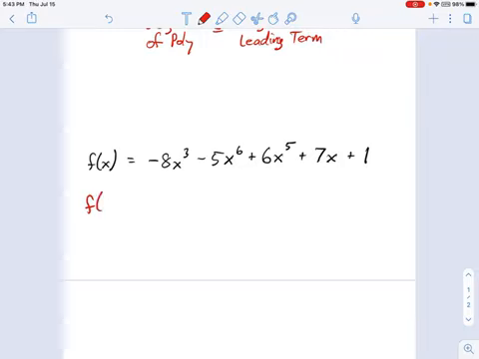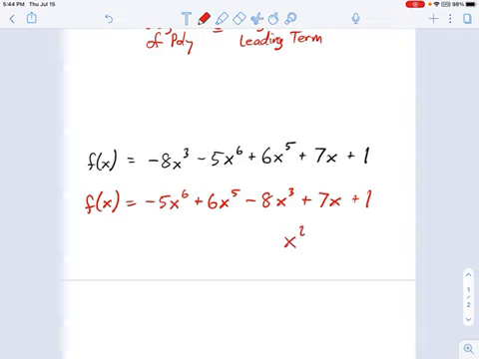Let's write it in standard form, and then we'll start talking about it a bit more. So the biggest exponent is 6. So we put that term up front, negative 5x to the 6th. Then you have 6x to the 5th. Then you have negative 8x cubed plus 7x plus 1. Okay, now we're in standard form, 6, 5, 3, 1, 0. And it is okay that some terms are missing.